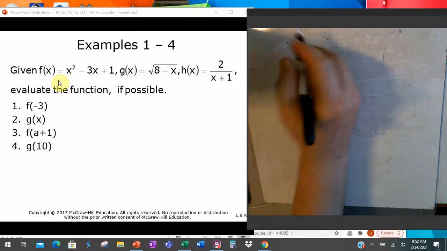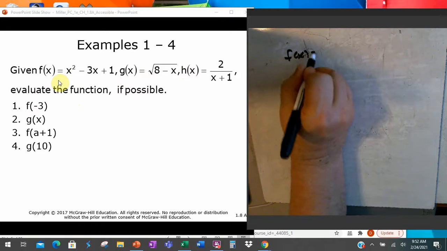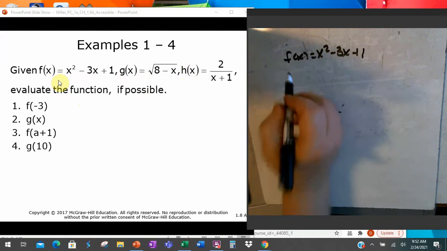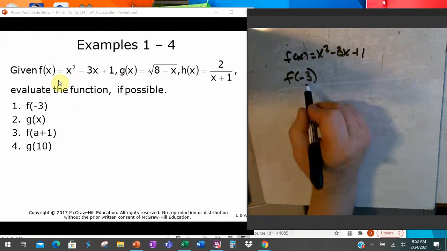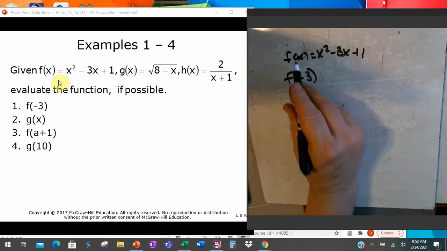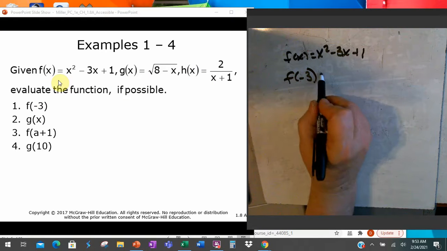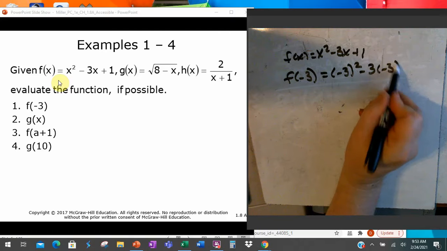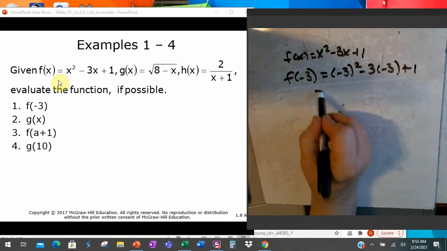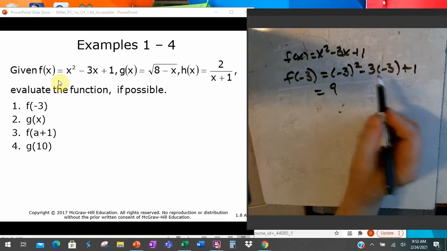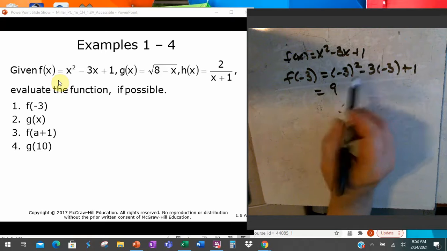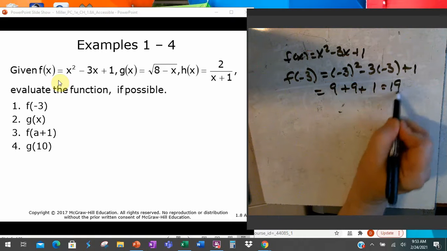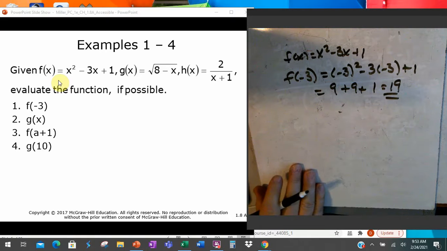What does f of negative 3 mean? So if f of x was x squared minus 3x plus 1, my review is f of negative 3, the value of the function when x is negative 3. Negative 3 squared minus 3 times negative 3 plus 1. Negative 3 squared, that's 9, plus 9, plus 1, 18 plus 1, 19. That's what f of negative 3 would be.